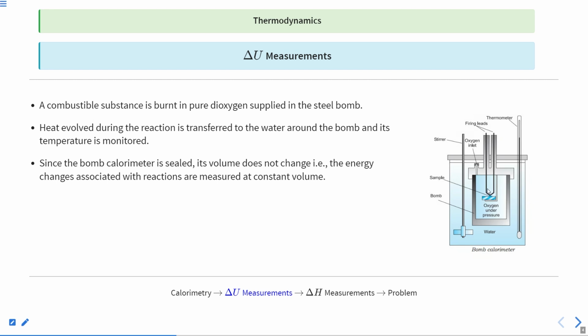Clear? Okay, this firing lead is here just to ignite it. You should remember it is nothing but an aid in the ignition of this product.